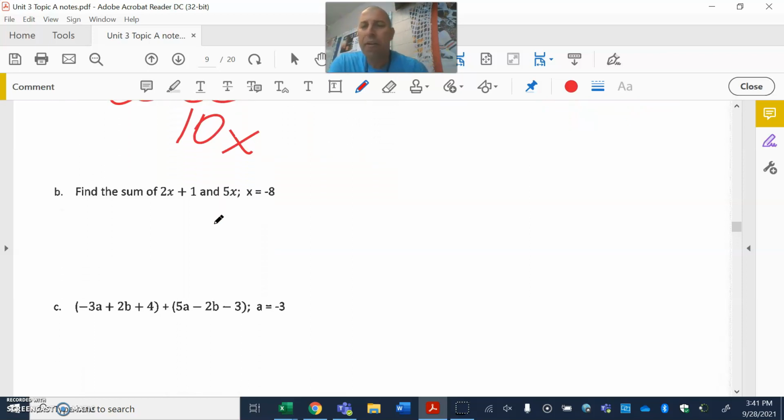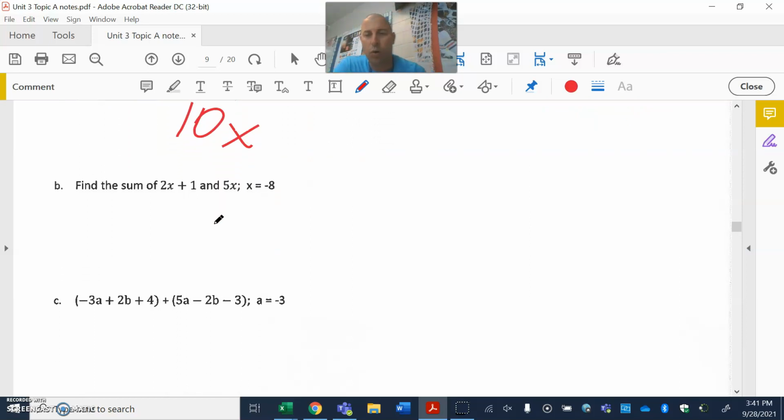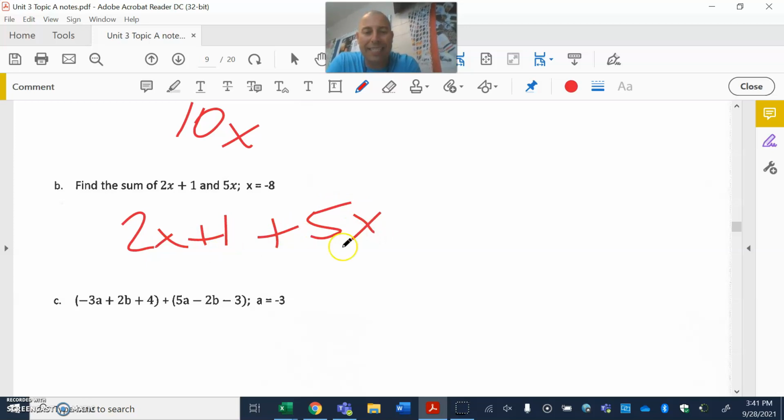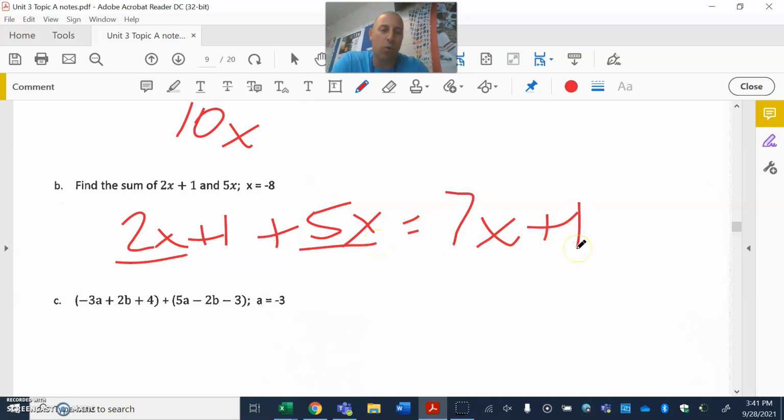All right, find the sum of 2x plus 1 and 5x. So remember, sum means that we are going to be adding those ideas together. So again, I can combine my like terms. There's my 7x, and then there's my plus 1. Can't forget about the plus 1 just because we can't combine with anyone. Letters, and then just plain numbers at the end. So we don't want to say 1 plus 7x. What we call a standard form would be the 7x plus 1.